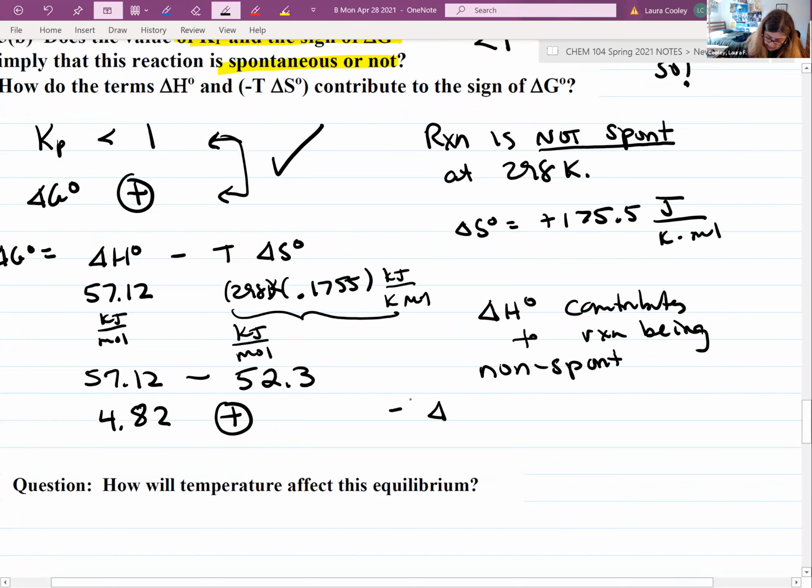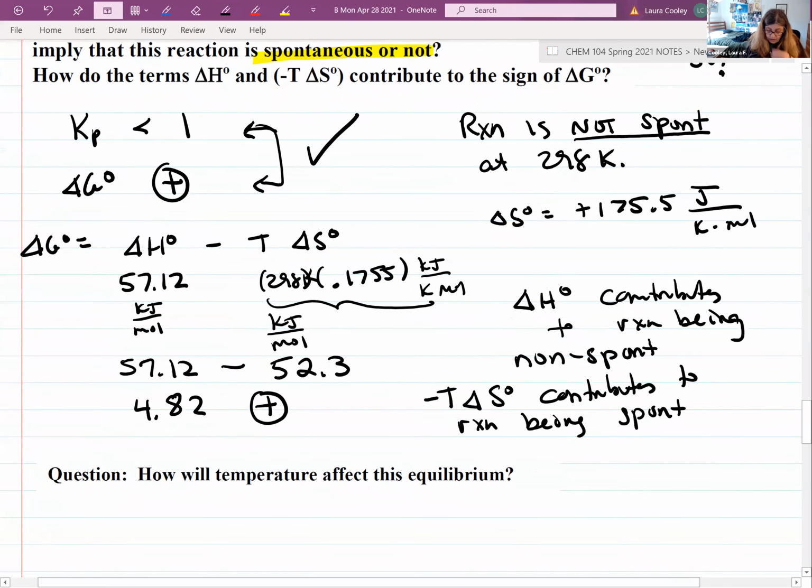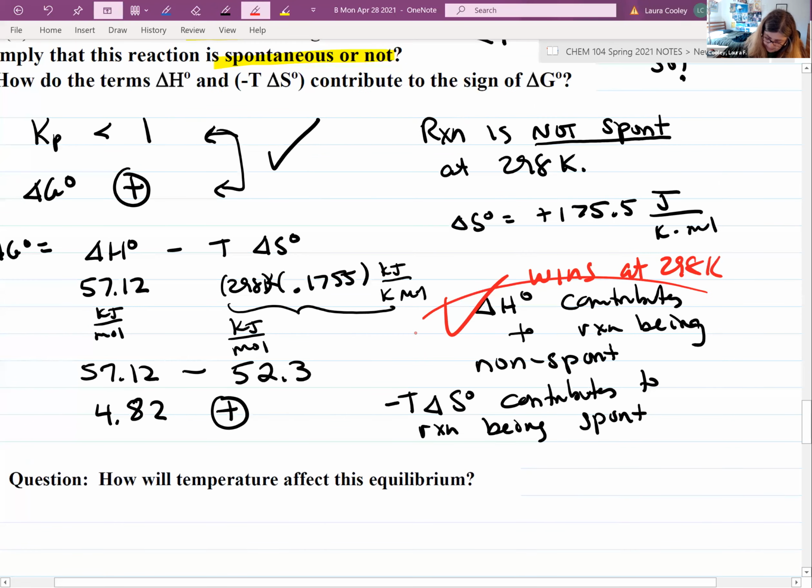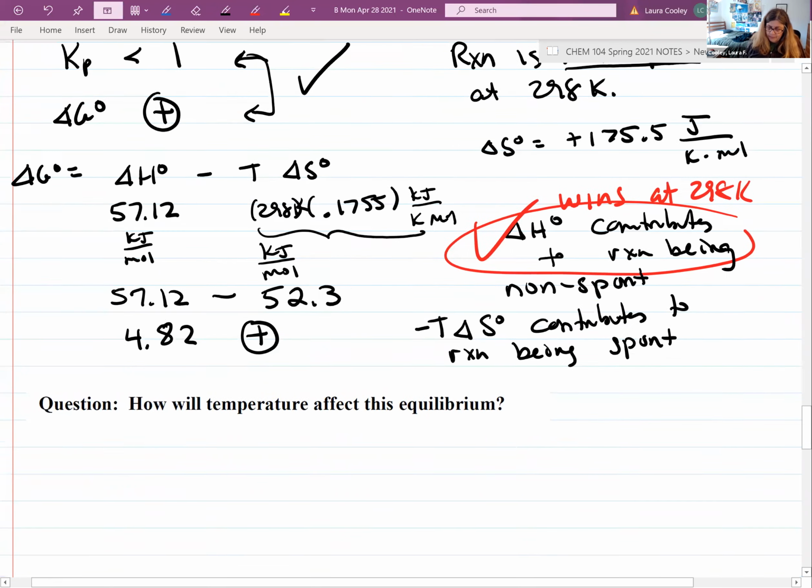But the negative T delta S term contributes to the reaction being spontaneous. So there are two competing terms, and you can see that the delta H term wins, so this one wins at 298.